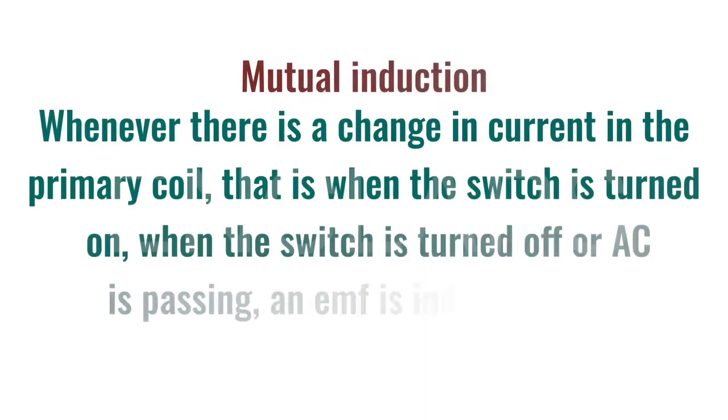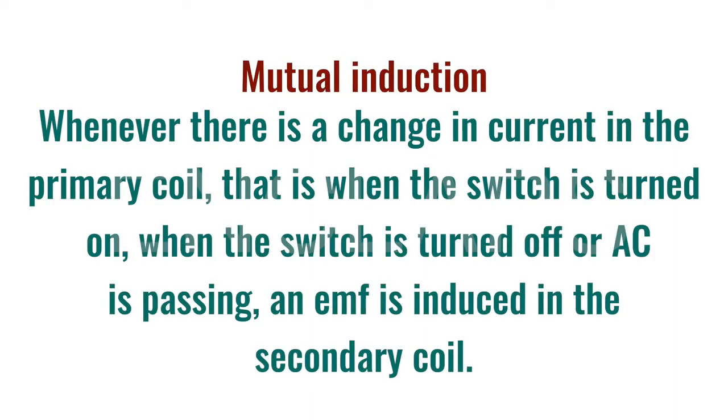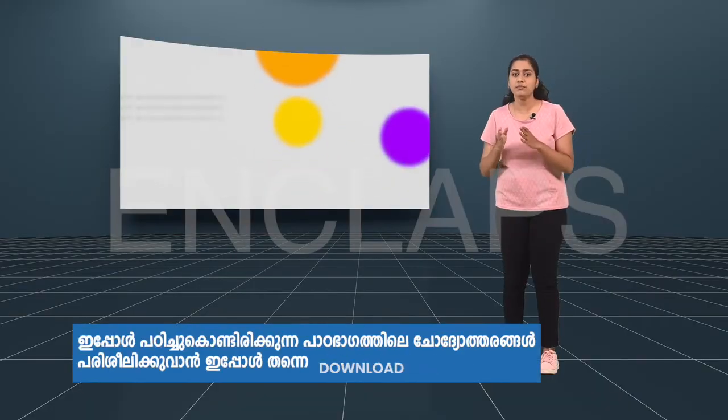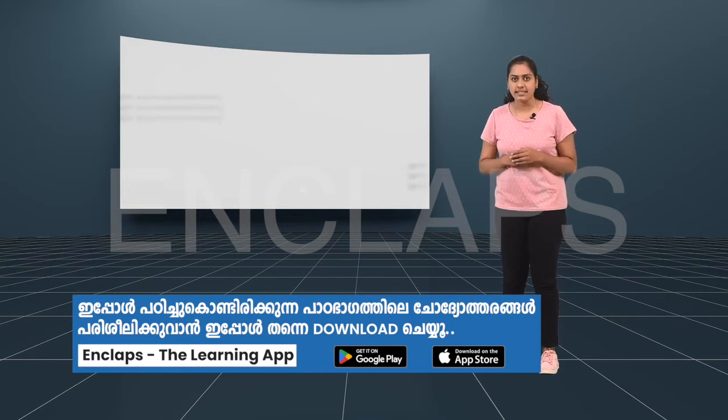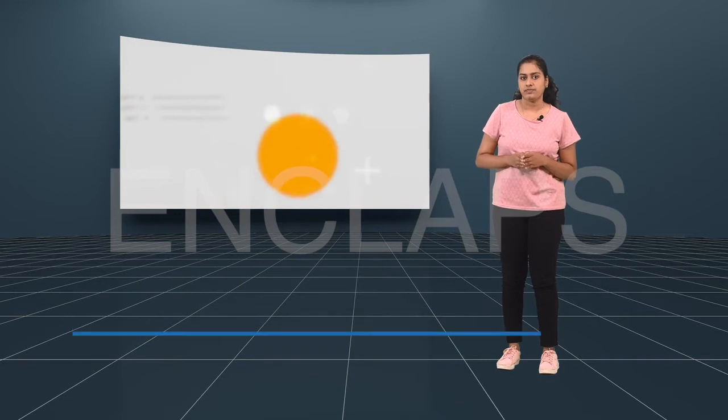Whenever there is a change in current in the primary coil, that is, when the switch is turned on, when the switch is turned off or AC is passing, an EMF is induced in the secondary coil. This is known as mutual induction. This is the working principle of the transformer we talked about earlier. That is, a transformer works based on mutual induction.